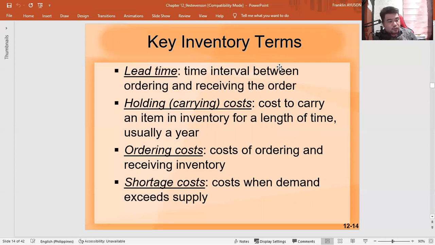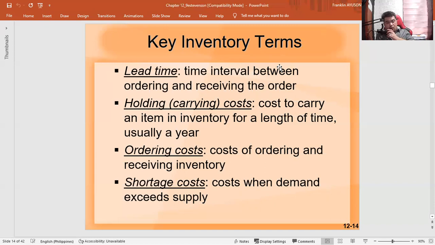Ibig sabihin, yan yung gastos pag umu-order tayo. Yung gastos natin administratively, with our manpower to perform inventory management and make that order. And sometimes pati yung freight charges, yung transportation costs, yung delivery charge sa atin. Minsan hindi naman sa atin, pero nagiging part yan ng ating ordering cost kung sa atin na-charge. Okay? And of course, the storage cost.